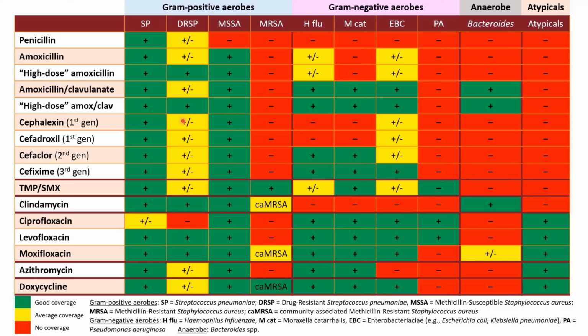But pretty much first, second, and third generation oral cephalosporins do not have good activity against drug-resistant strep pneumo. The same with trimethoprim sulfamethoxazole. It's not good against drug-resistant strep pneumo. And macrolides and tetracyclines also do not have good activity against drug-resistant strep pneumo.